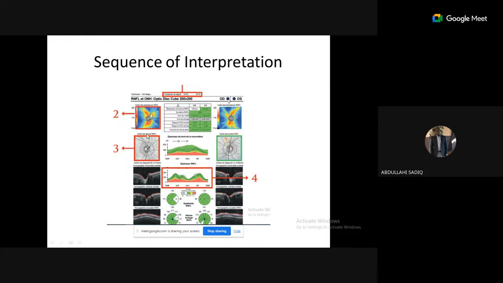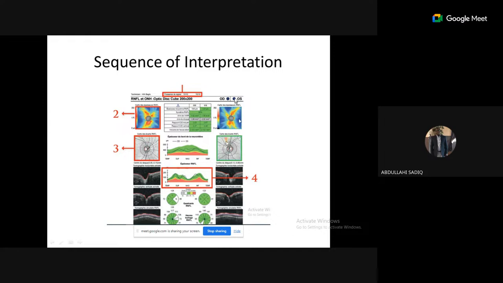So it has a butterfly pattern. And now, if you look at this one, the next one is a deviation map. What this one does is that it gives you the difference between what the patient has and what he should have, the age-matched control. Now, if the patient's result is within the normal range like this one, there is no defect here, so you won't see anything here.